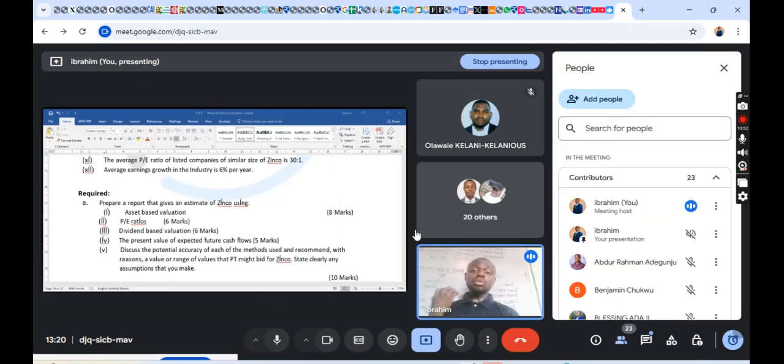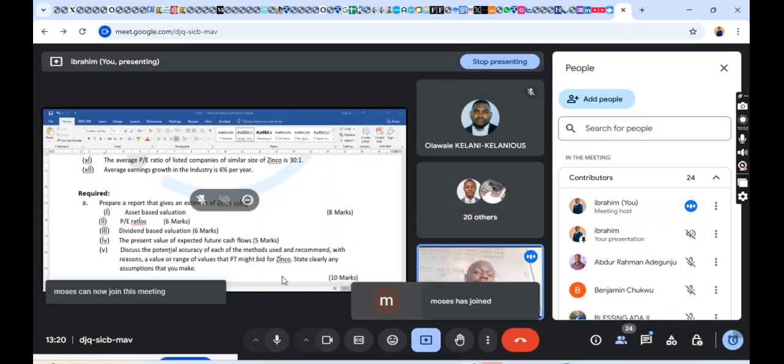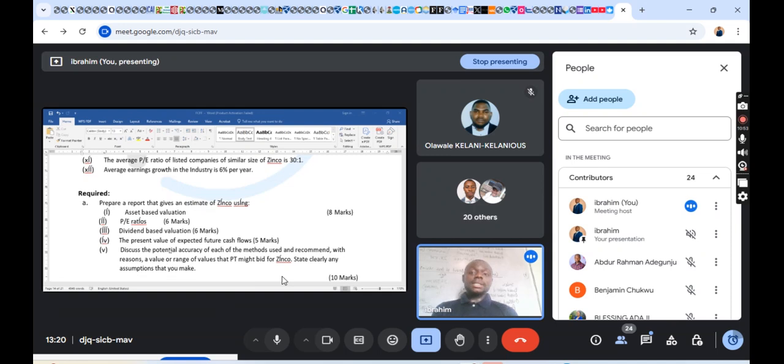If you want to do a report here, the best thing is for you to just do your introduction. Just say introduction, introduce what you want to do. Then you start it. Asset-based approach or asset-based valuation. You explain the asset-based valuation, then you do the calculation inside. Then you mention that, okay, this is what it is, and that is what we'll do now shortly.